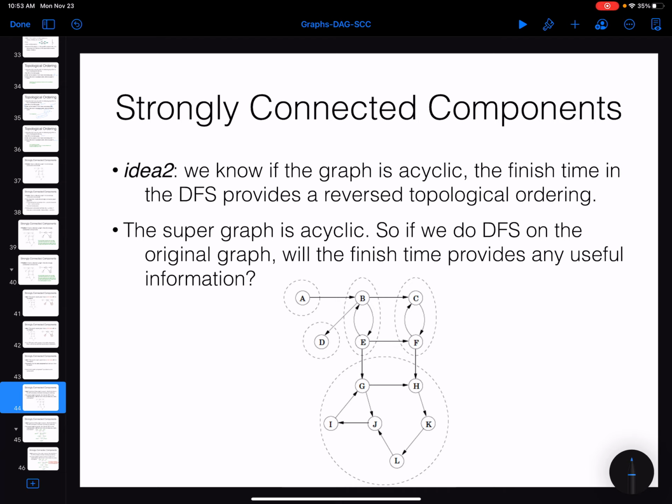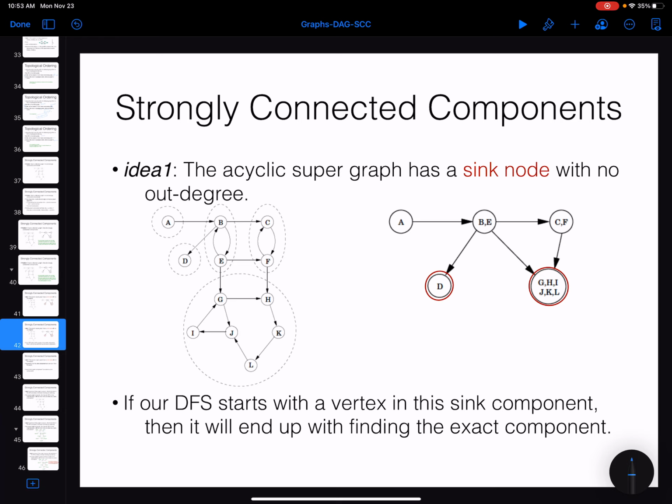Then we find this property that if we order the nodes based on their finish time in decreasing order, we can find the topological ordering over the graph. So if I run the DFS over the supergraph here, if I had a supergraph like this, you would find out that the finish time of, for example, A is going to be the largest one.